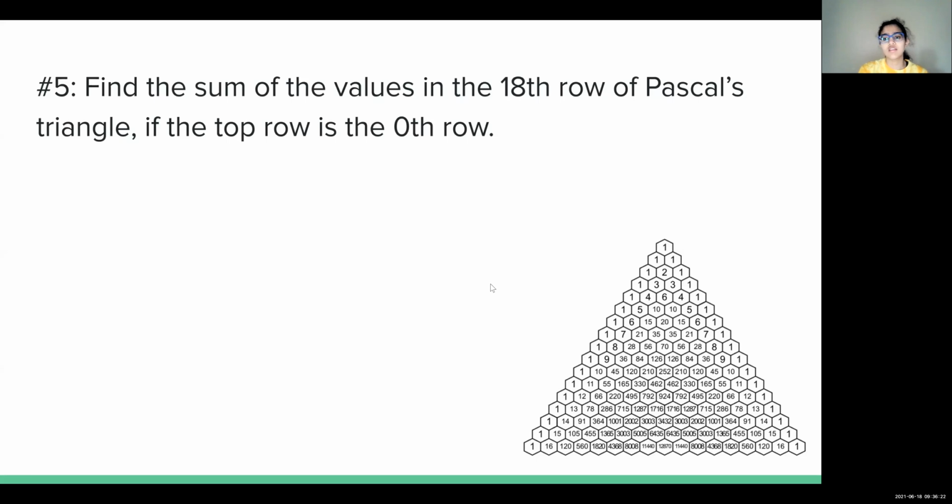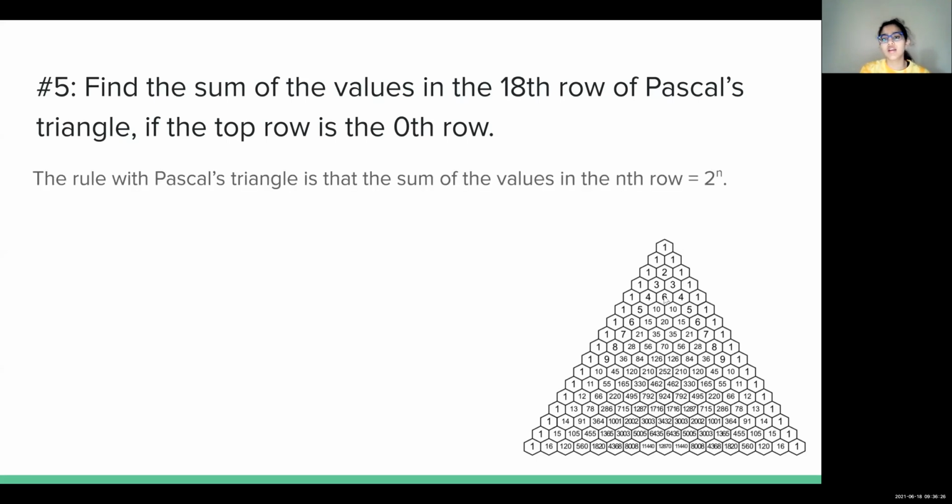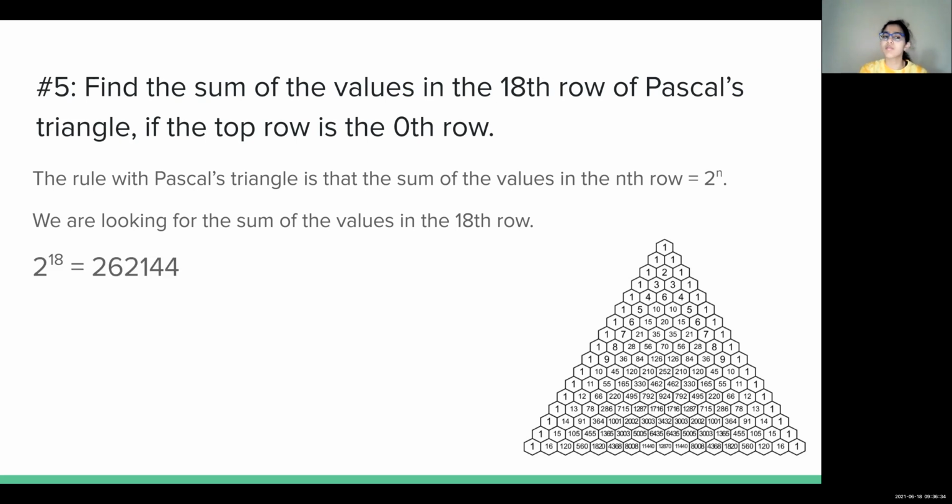So I'm saying 262,144. So the rule of Pascal's triangle is that the sum of the values in the nth row is 2 to the power of n. So we're looking for the sum of the values in the 18th row, and 2 to the power of 18 is 262,144. So that means you guys are correct.